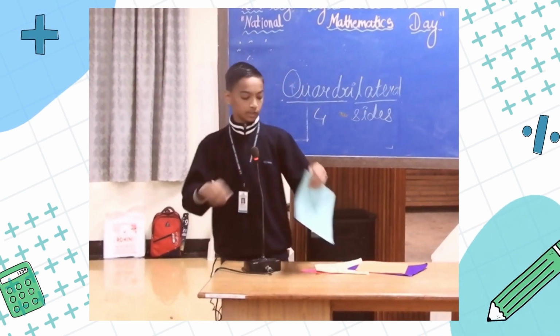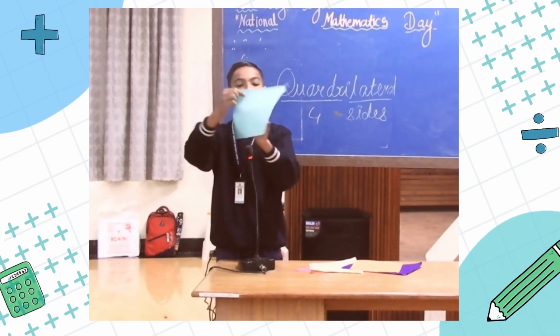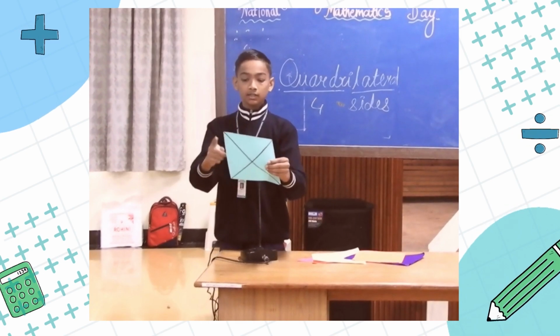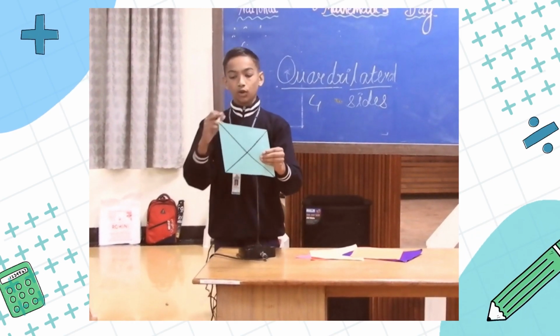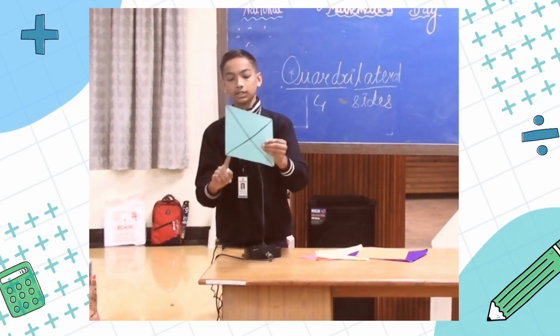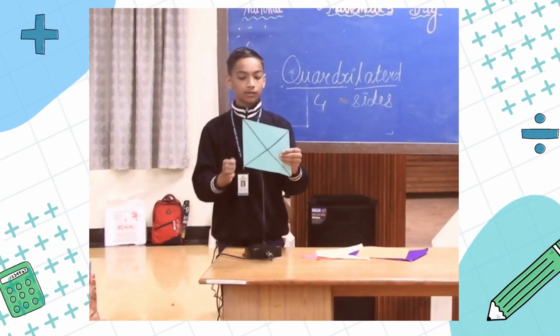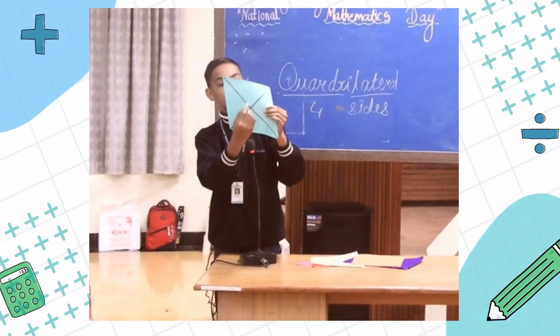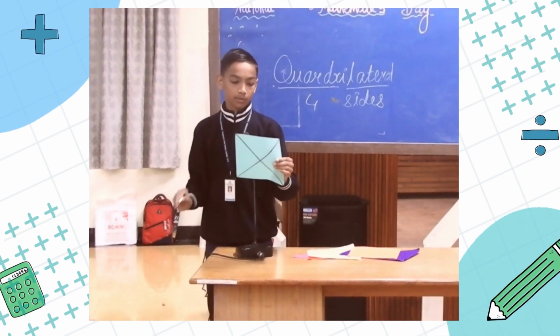So next is the rhombus. What is a rhombus? When all sides are congruent, then it is known as a rhombus. But the angles, only opposite angles are congruent. All angles are not congruent. Meaning this and this angle will be congruent. This and this angle will be congruent. The diagonals are perpendicular bisectors. Meaning they will form a 90 degree angle here. So they are known as perpendicular bisectors.